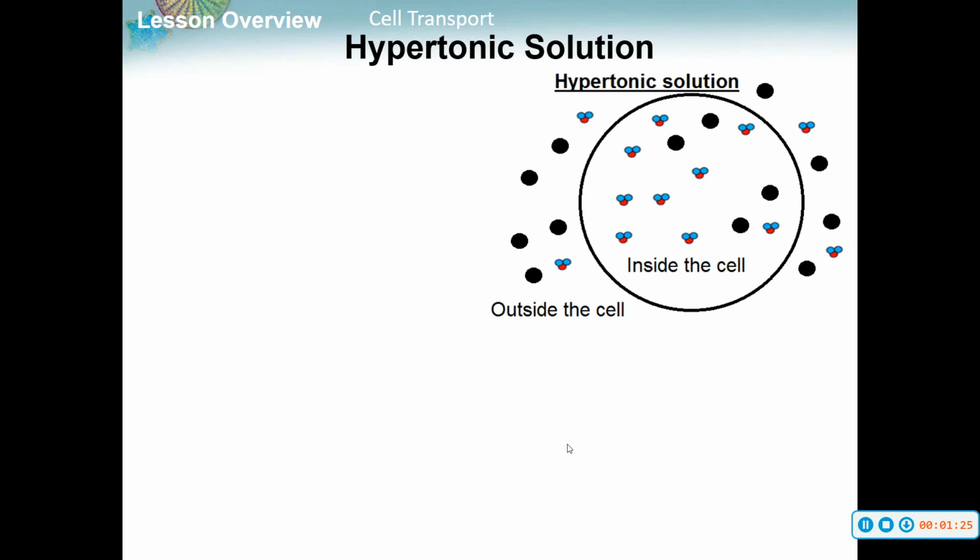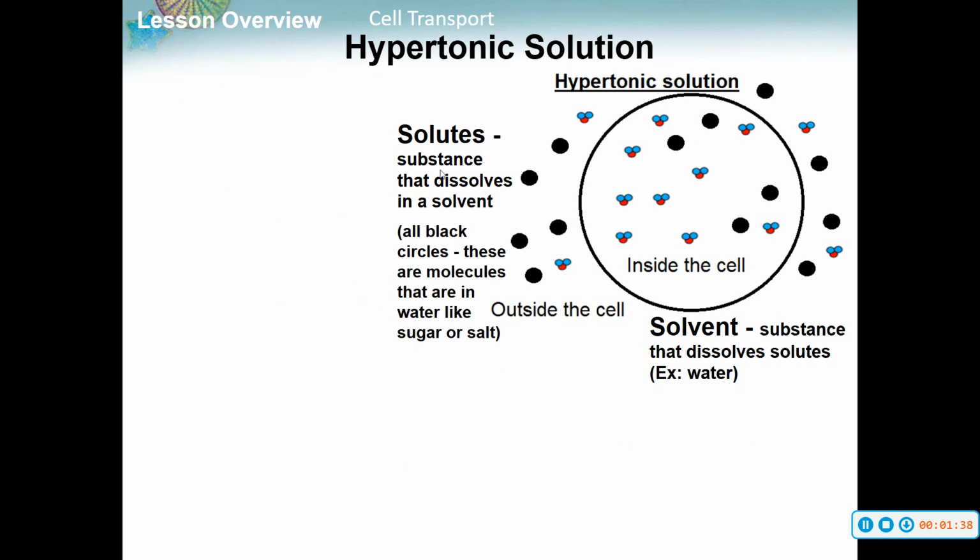So remember, in chemistry class, you looked at these terms. A solvent is a substance that would dissolve solutes. So like water can dissolve things like solutes. And what's a solute? It's a substance that can be dissolved. So think, let's say, sugar or salt.